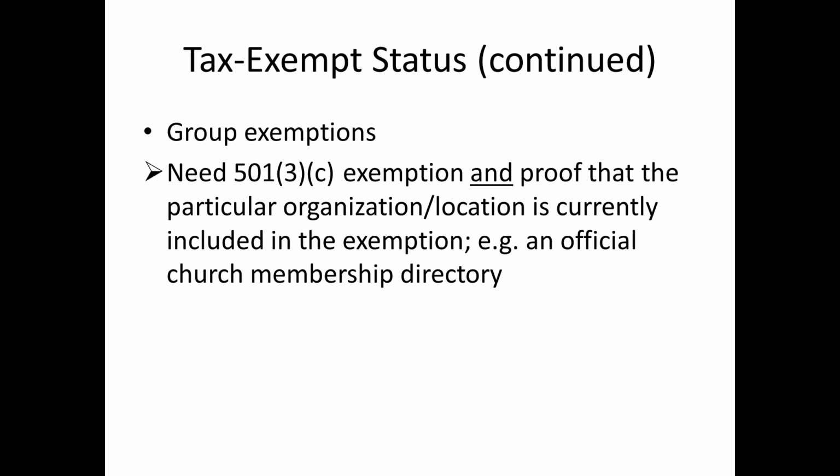There are group exemptions. For instance, the Catholic Church will be exempt, and then every other diocese or every other church under that would qualify under the group exemption. For that, you need the denomination's exemption notice, a copy of the 501(c)(3) for the denomination, and number two, you need to prove that this particular church, this particular religious organization, and its location is currently included in the exemption. For instance, an official church membership directory, or some sort of online list of churches that belong is usually sufficient.